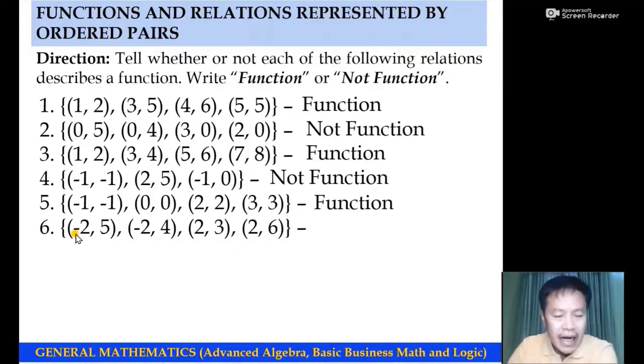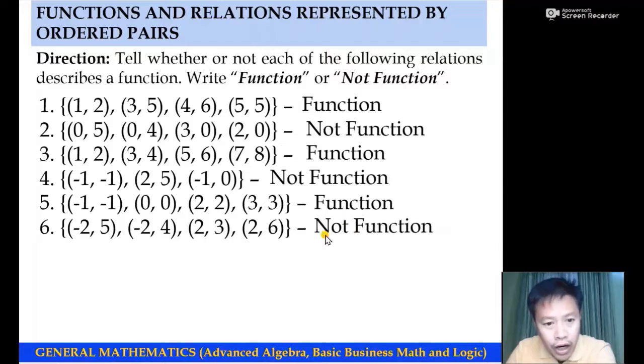Number 6. Our abscissas are negative 2, negative 2. And this is no longer a function because this is 1 to many. One abscissa has two different images. We have also here 2 and 2 with two different images. So this is not a function.